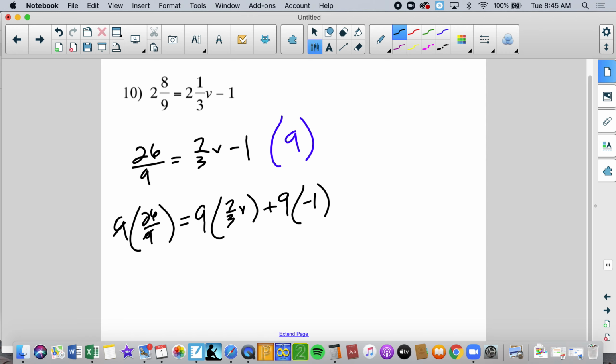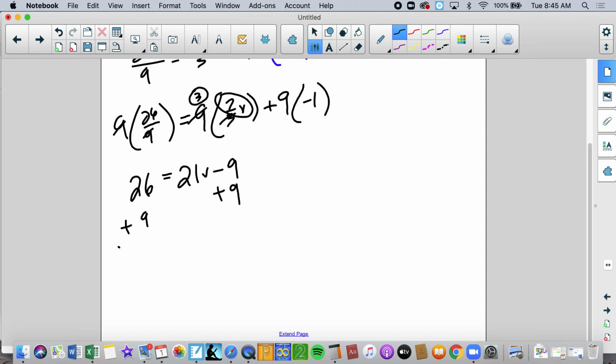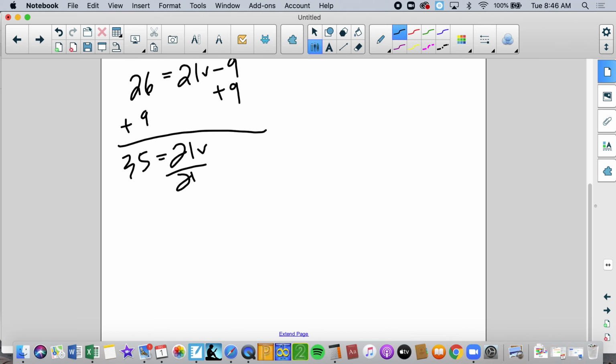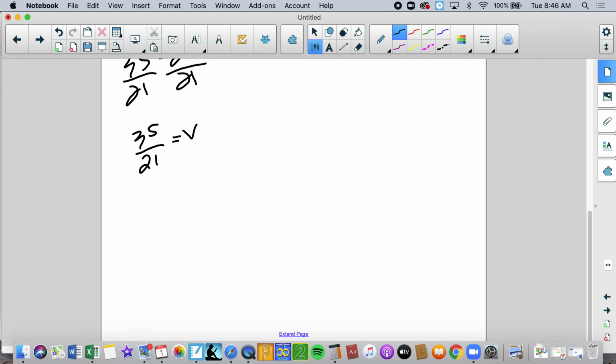The 9 in the denominator cancels with the 9 in the numerator, which leaves us with 26. 3 cancels with the 9, and we have 3 times 7v, which is 21v, minus 9. 9 times -1. Now we're going to get rid of things being added and subtracted to the variable. We're isolating the variable. So that leaves us with 35 equals 21v. Divide by 21. Divide by 21. 35/21 equals v. Most students would stop here and not see that that can be reduced by 7.